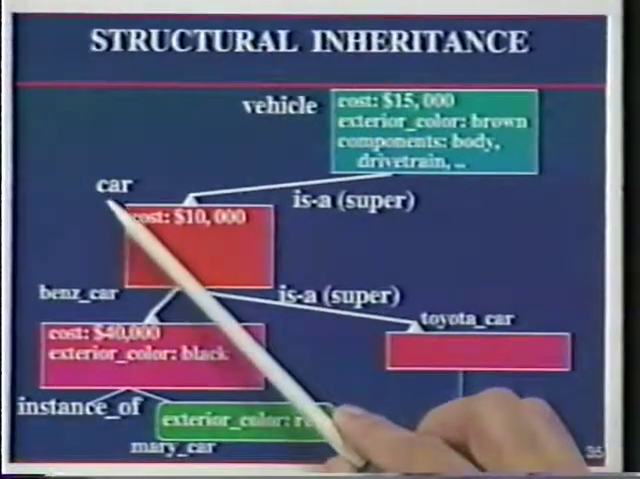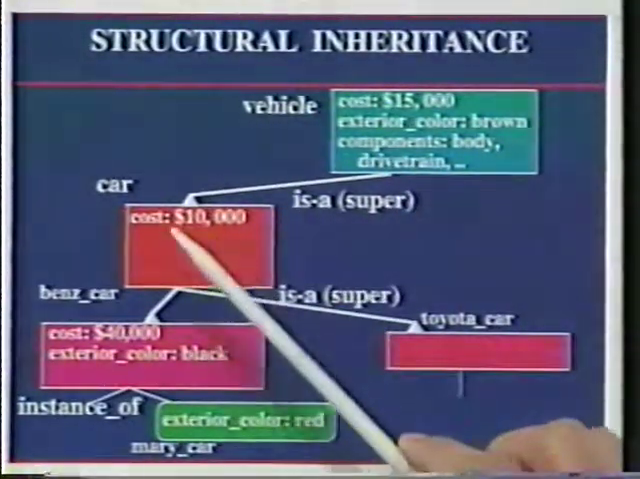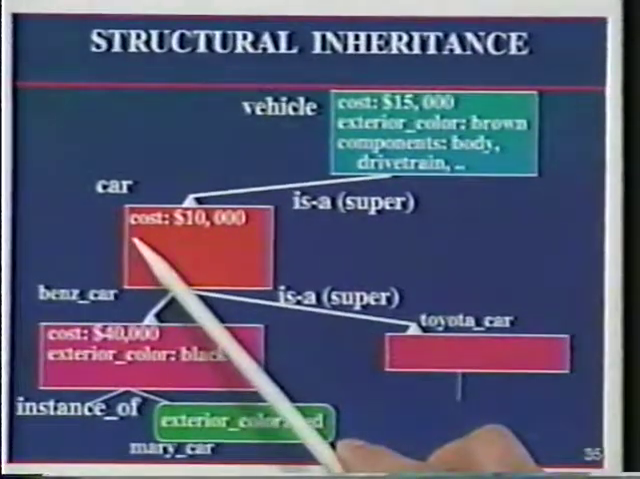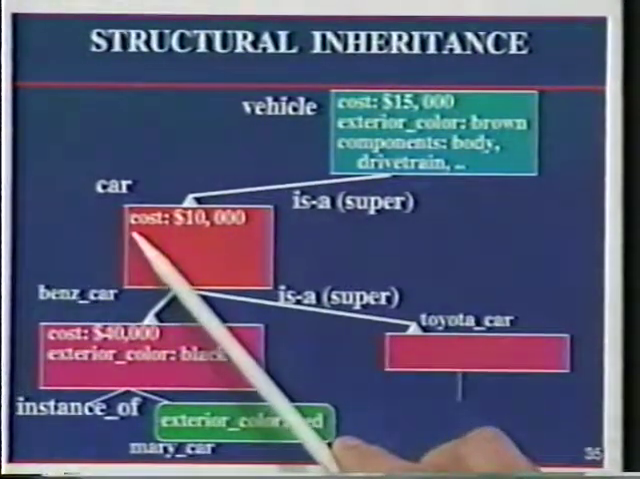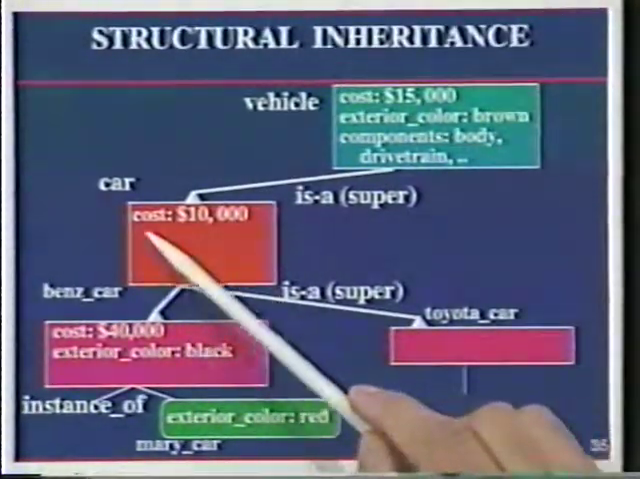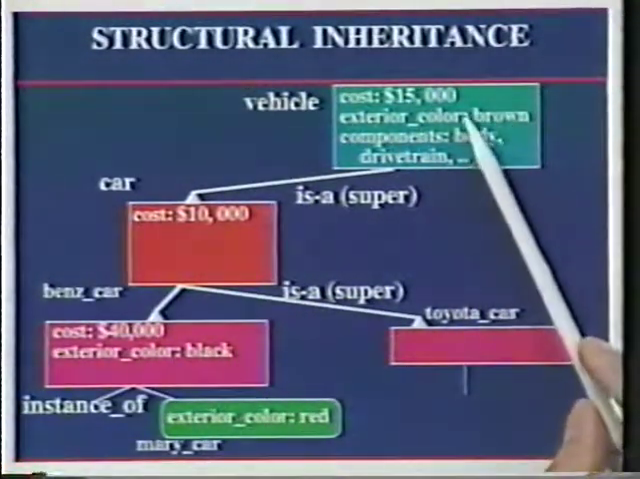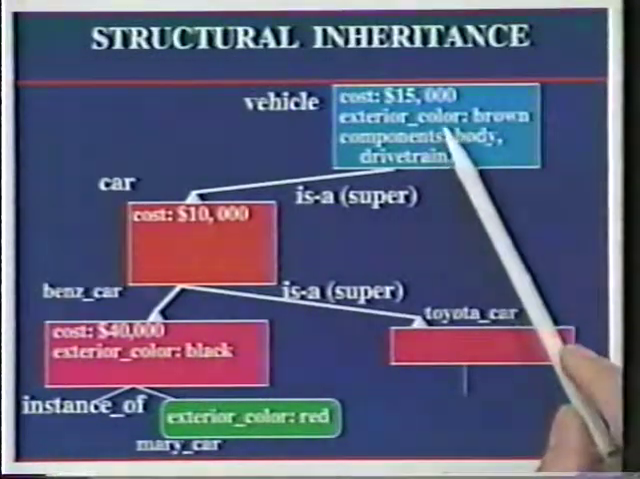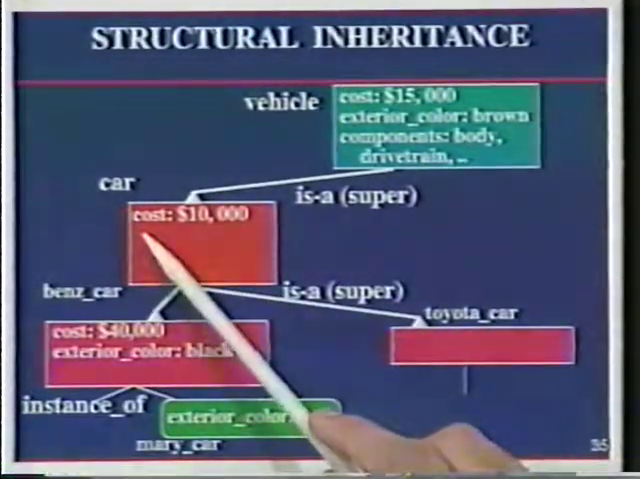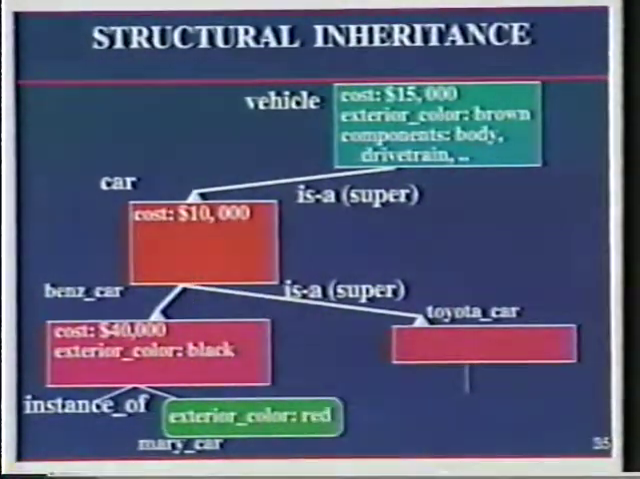Now I have defined the class car as a subclass of the class vehicle. And when I ask here what is the exterior color, the answer I will get back from this object is brown. Because this information, remember, is not in this particular object. However, the information exists in a higher level object. So the information from the higher level object is now inherited to this lower level object. On the other hand, if I ask what is the cost, I get $10,000. That means what I have done is inherited structure, and then I overrode the structural behavior.